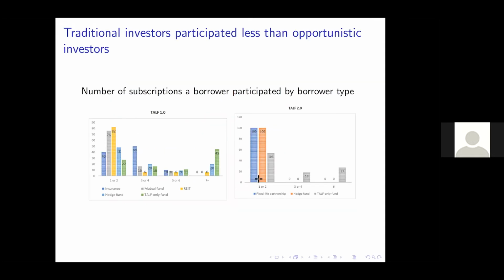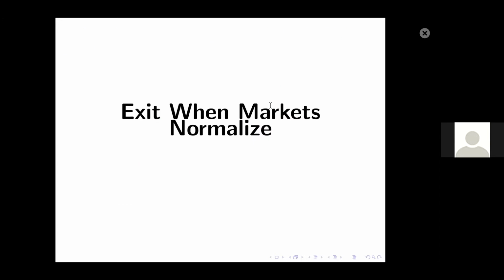But if you look at how often certain types came, the striking thing is the share of hedge funds and TALF-only funds that came in for 7 or more subscriptions. 45% of these TALF-only funds showed up for at least 7 subscriptions, and 20% of the hedge funds. So they are the ones that participate over and over again, whereas REITs and insurance companies, for instance, didn't come that often. The story here is that these opportunistic investors help to stabilize the market quickly. Those you want to get into the program.